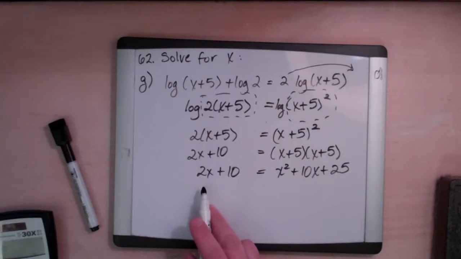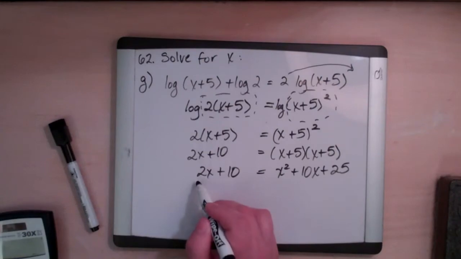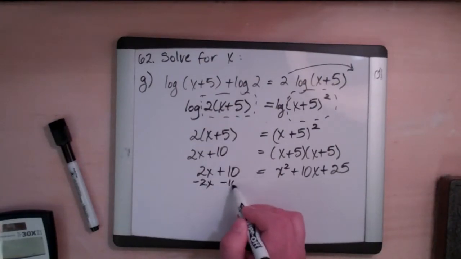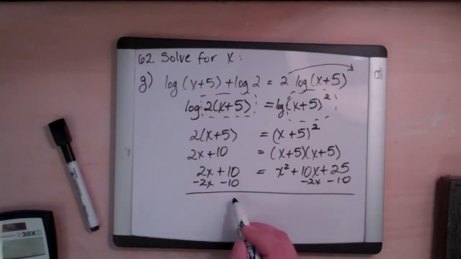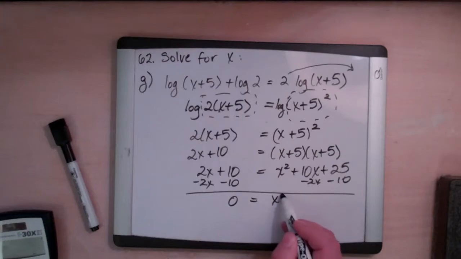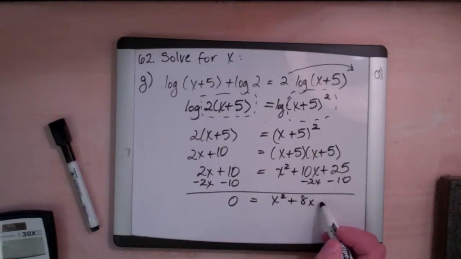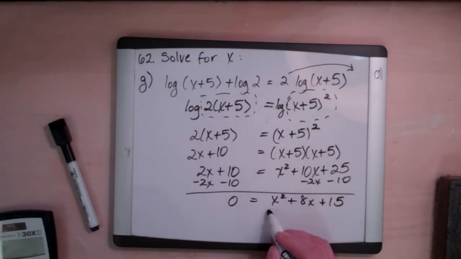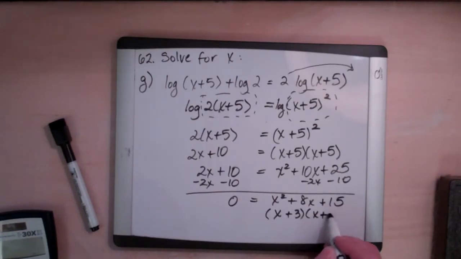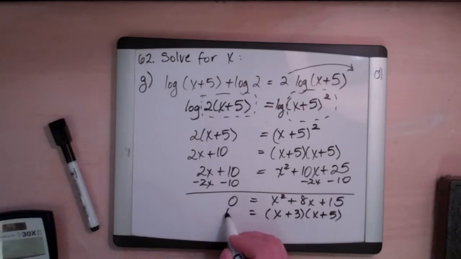So, okay, well, I've got an x sitting out here on this side of the equation. Let's push everything over to the other side. So we'll subtract 2x, we'll subtract 10. We'll subtract 2x, we'll subtract 10. So I come out with 0 equals x squared plus 8x minus, sorry, that one's plus 15. Okay, well, how could this be true? This could be true if I factor x plus 3 and x plus 5 here, all equal to 0.